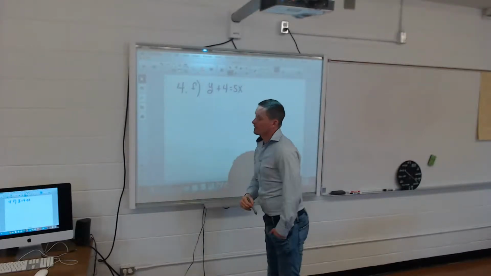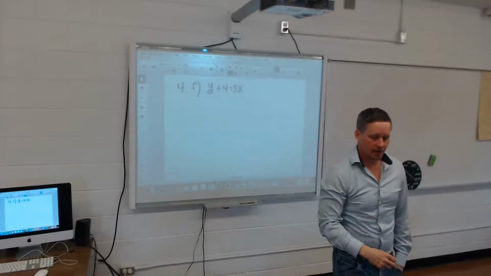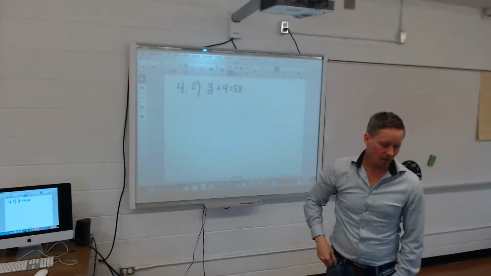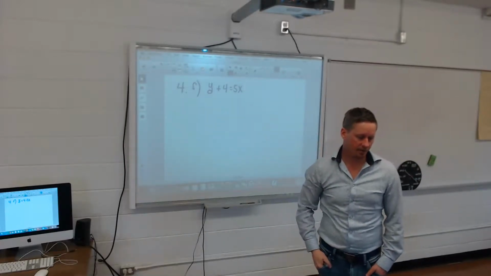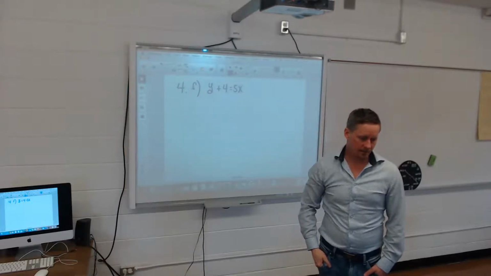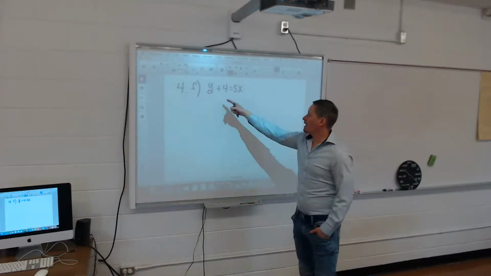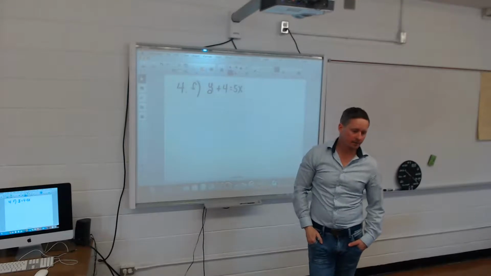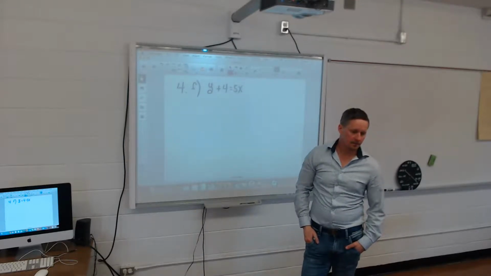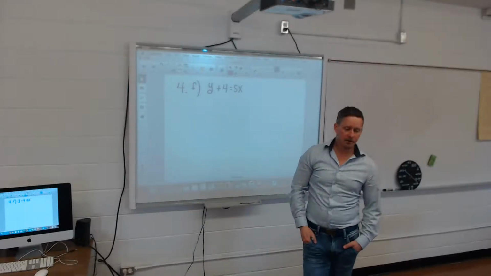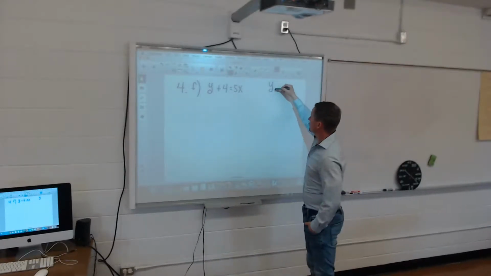All right. They want us to graph that. But in order to graph that, I have to put that into y equals mx plus b form. Okay? So I need to get the y by itself. So what am I moving? The 5x. Okay, so you have to do the -4.